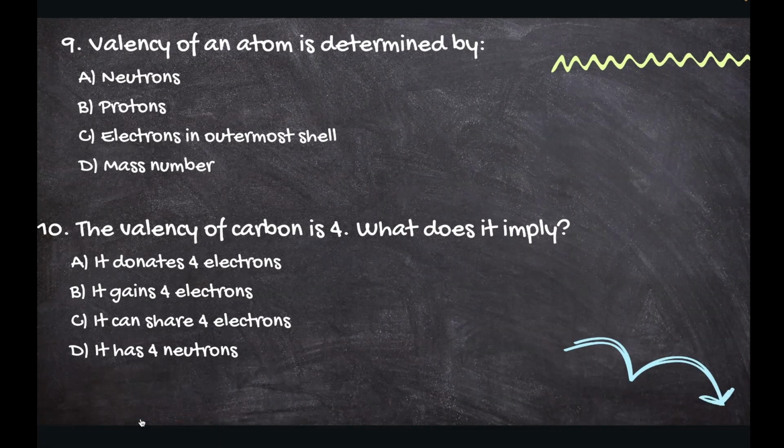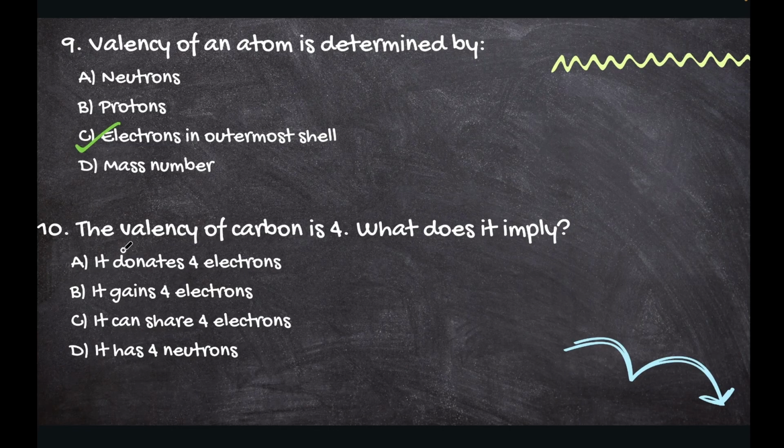Next question is, valency of an atom is determined by: first is neutron, second option is proton, third is electron in outermost shell, and fourth is mass number. As we know, valency of an atom is always determined by electrons in the outermost shell. So the answer will be C.